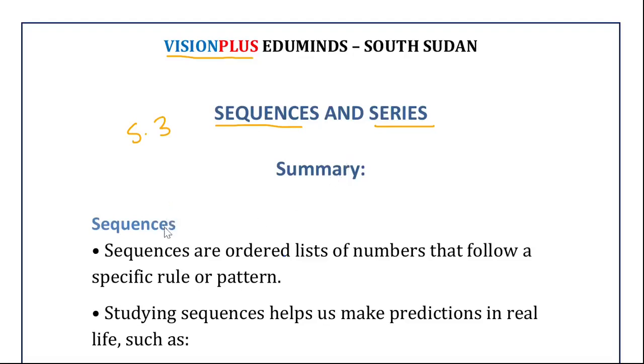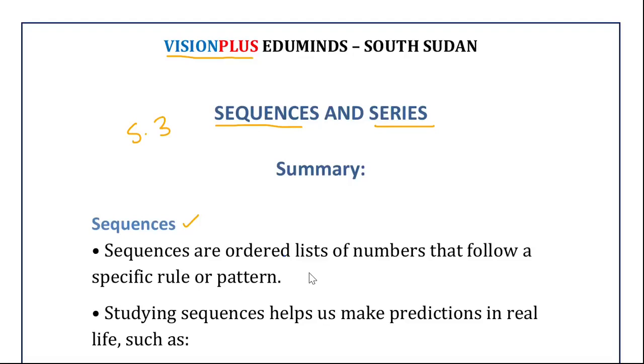So, beginning with sequences, what are sequences? We are saying here that sequences are ordered lists of numbers that follow a specific rule or a specific pattern. That is what a sequence is. It is just a set of ordered lists of numbers that can follow a given pattern or a given rule.